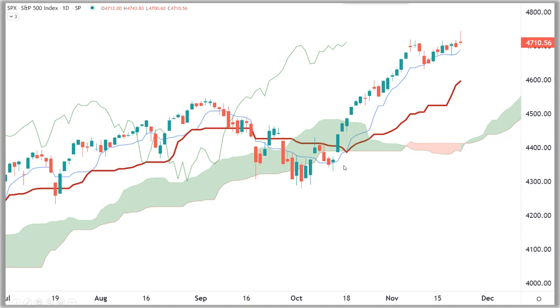So the next line, or actually, I'm sorry, here's the baseline. I highlighted it in darker bold red there. You can see that's the baseline moving along. And as I said, it's just simply the last 26 candles high plus low divided by 2. And it just gets plotted on the chart.